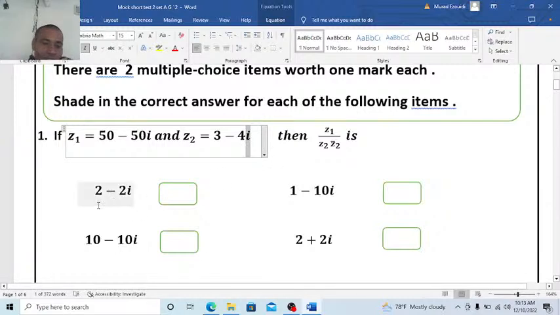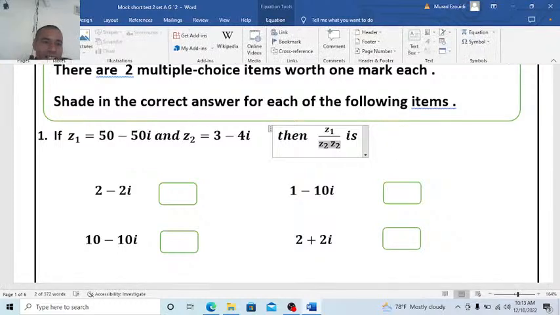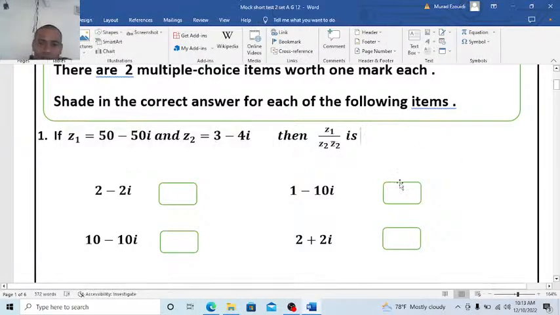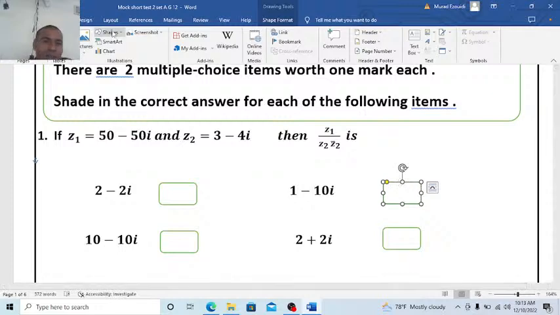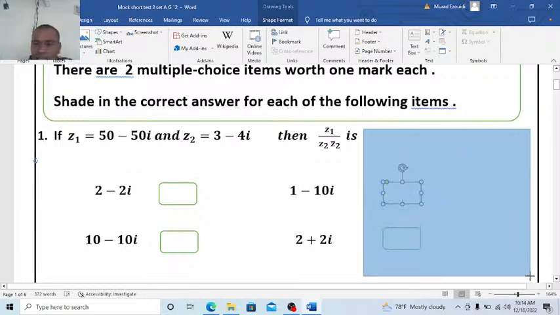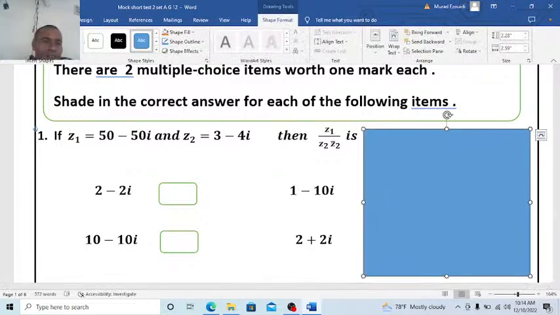Here you have four options. You are going to see which option is correct if you find the quotient of the two complex numbers. My learners, first of all, it's better to find the product of Z2 multiplied by its conjugate. Where can I explain my answer?